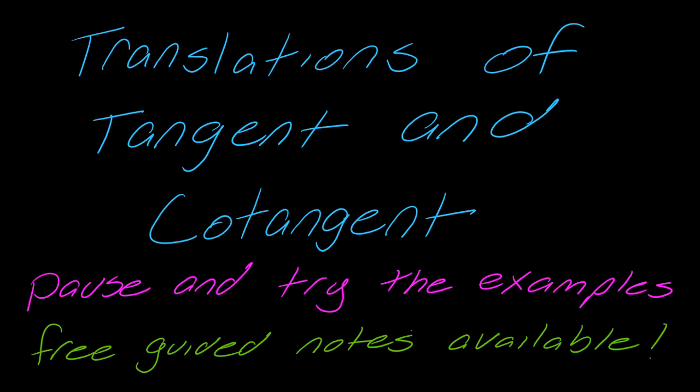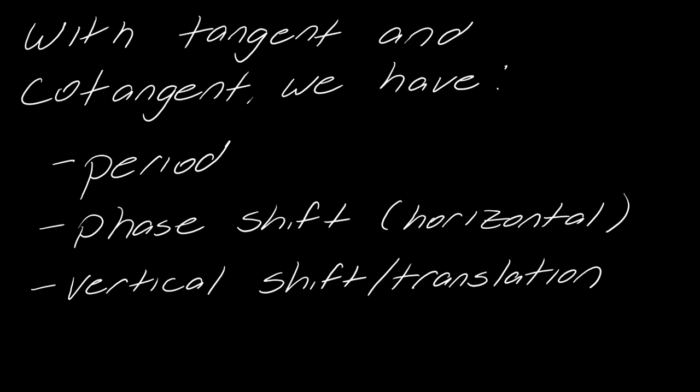Okay, hi guys. So in this video, we're going to talk about translations of tangent and cotangent. And just as a reminder, with tangent and cotangent we have period, phase shift, and vertical shift. We don't have to worry about amplitude. And determining these things when you have translation works very similar to sine and cosine, if you're familiar with those.